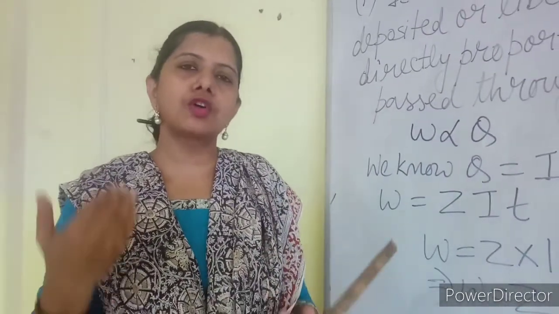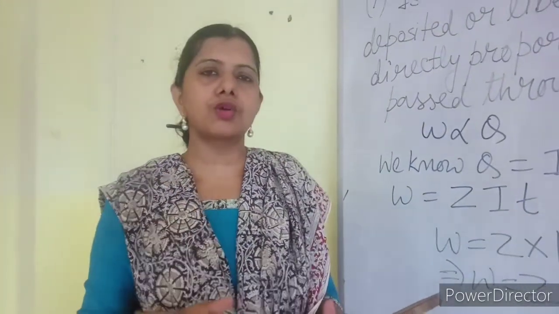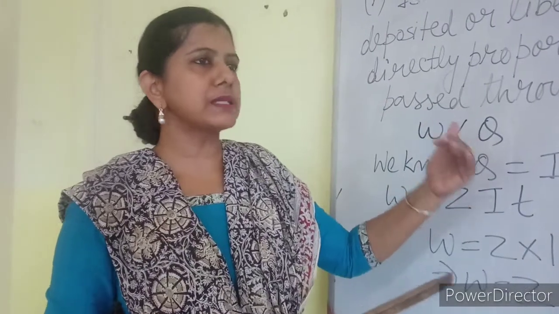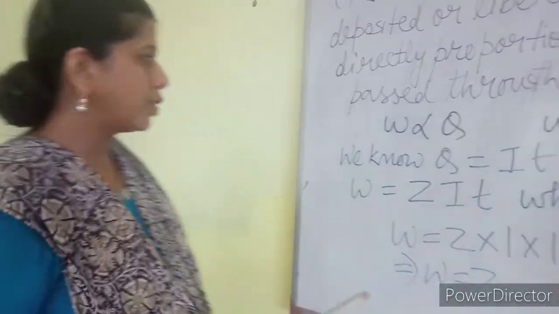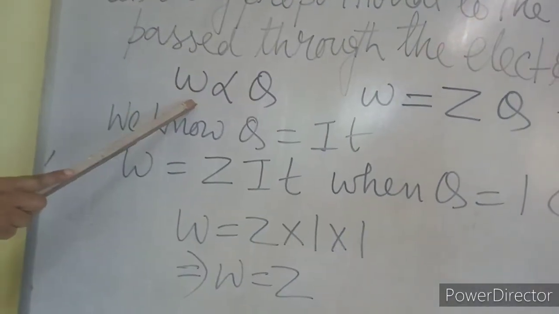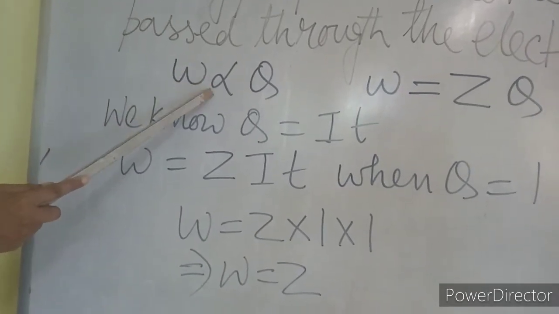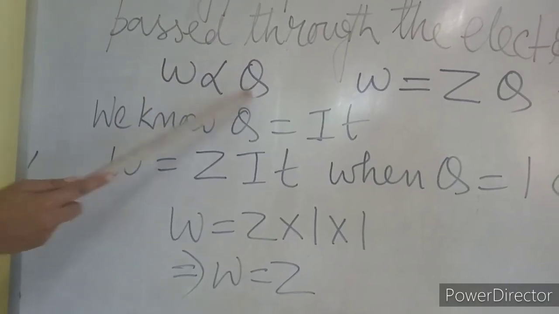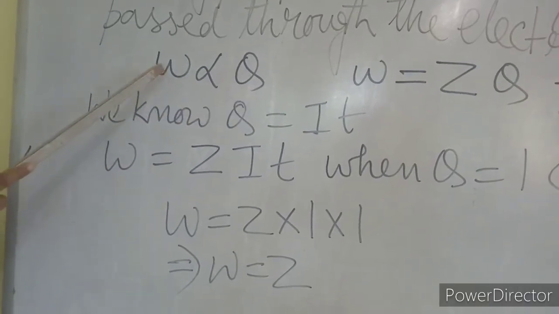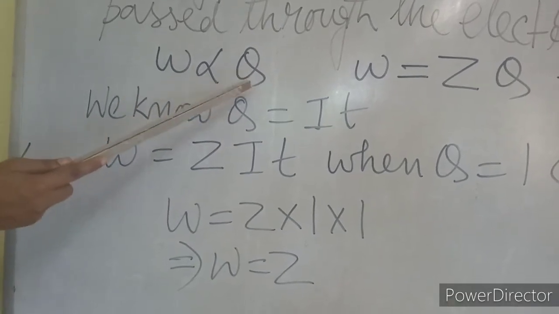What is the meaning of this? The meaning is, proportional to how much electricity you pass through the electrolyte, that much weight of substance will be deposited or liberated at the cathode or anode. Suppose W is the weight of the substance deposited or liberated. It is directly proportional to Q. Q means charge. Electricity is measured in terms of charge. So according to Faraday's law, W is directly proportional to the charge, that is, how much charge is passed through the electrode.